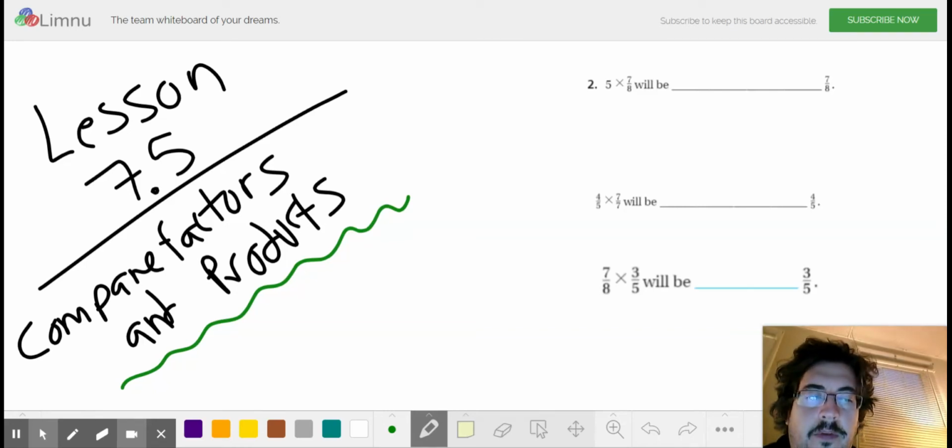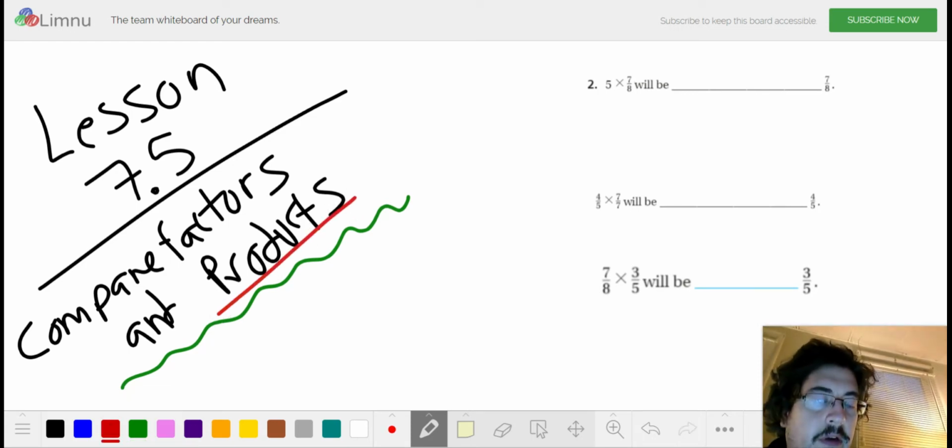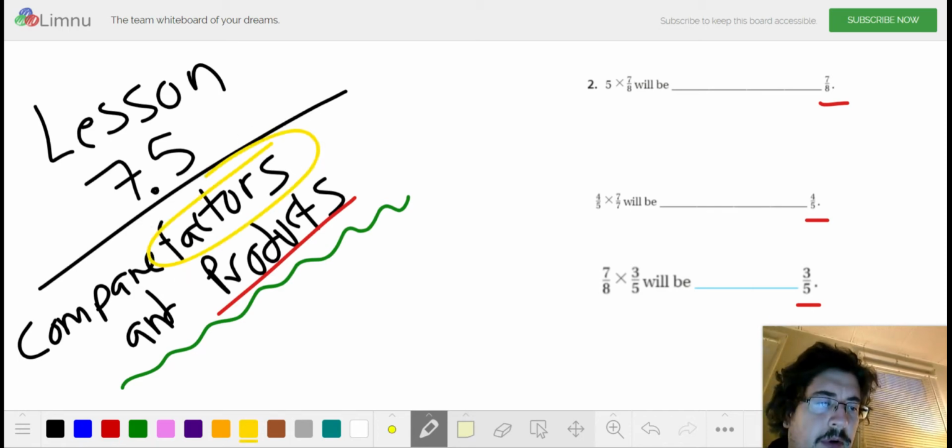Hey guys, this video is about lesson 7.5, and you are comparing factors and products. So what do we mean by factors and products? Remember, a product is going to be the answer to a multiplication problem. So if you look at these three example problems I pulled from your text, we got 7/8, 4/5, and 3/5. Those are all products. Now, the factor is the number, or the numbers, that are being multiplied together.